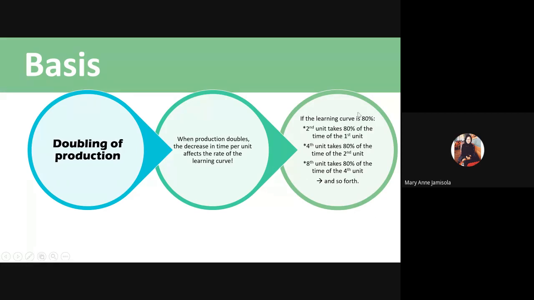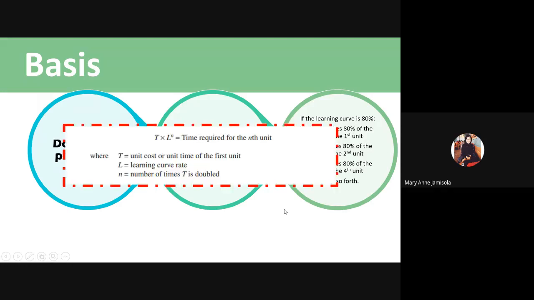But in our problems, we don't need to look for the learning curve rate, like in this case, 80%. This is already given in the problems. So for this basis, we can use this formula. If you are required to compute the time that you need to produce the nth unit, all you need to do is to apply this formula.